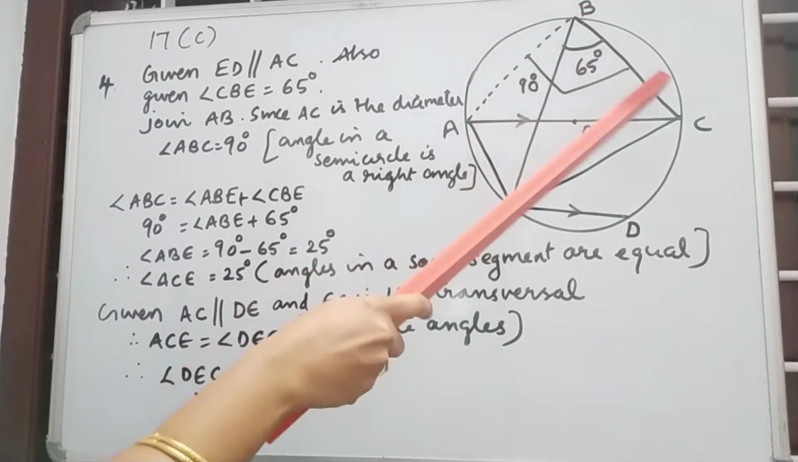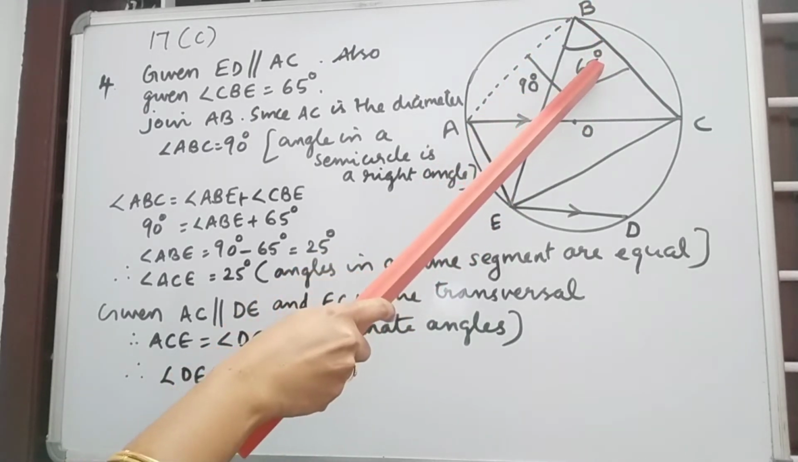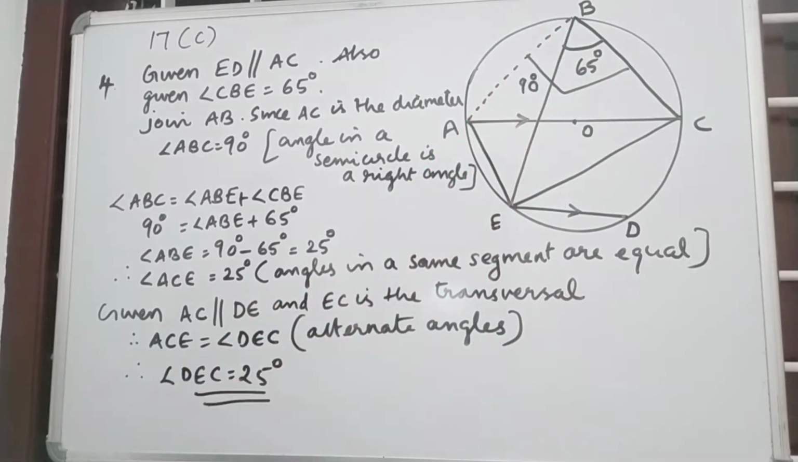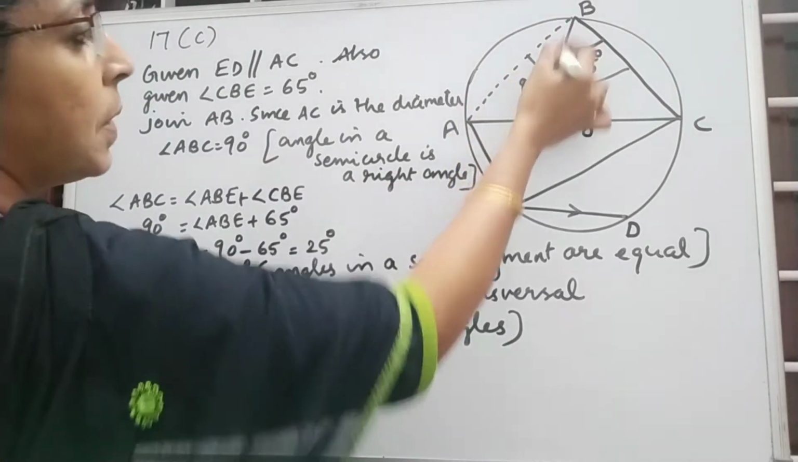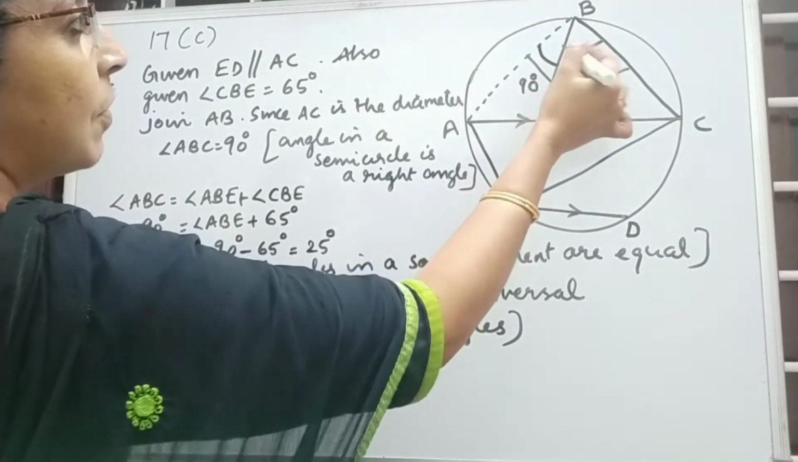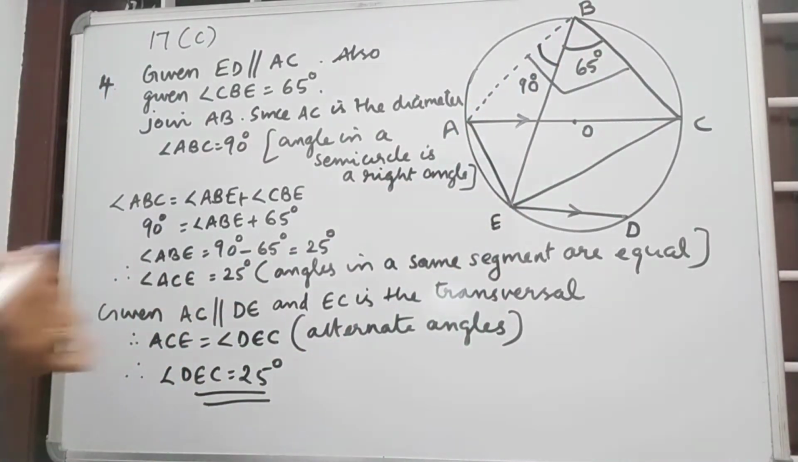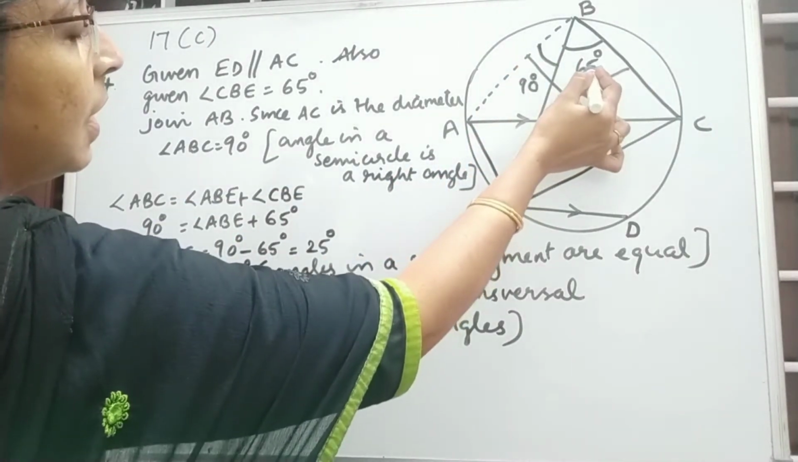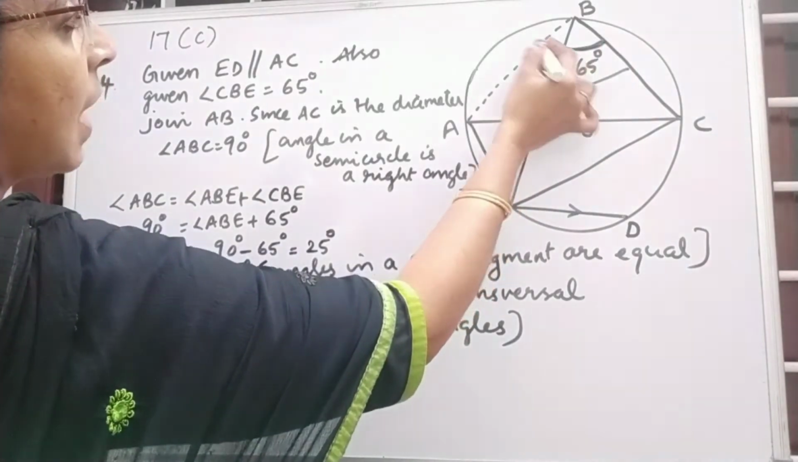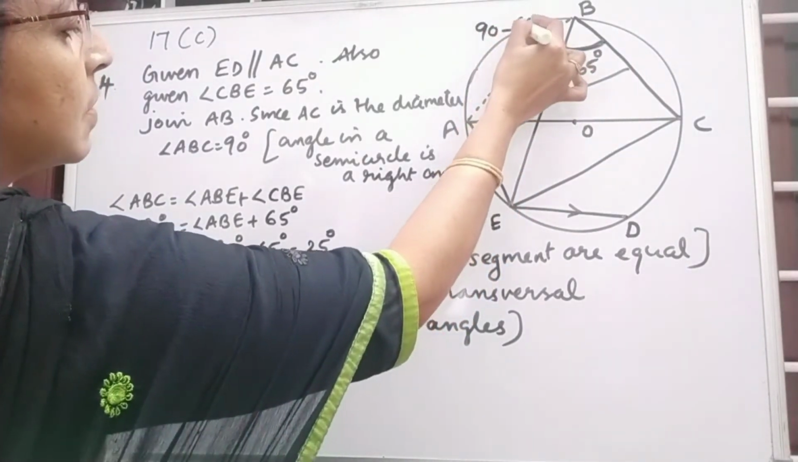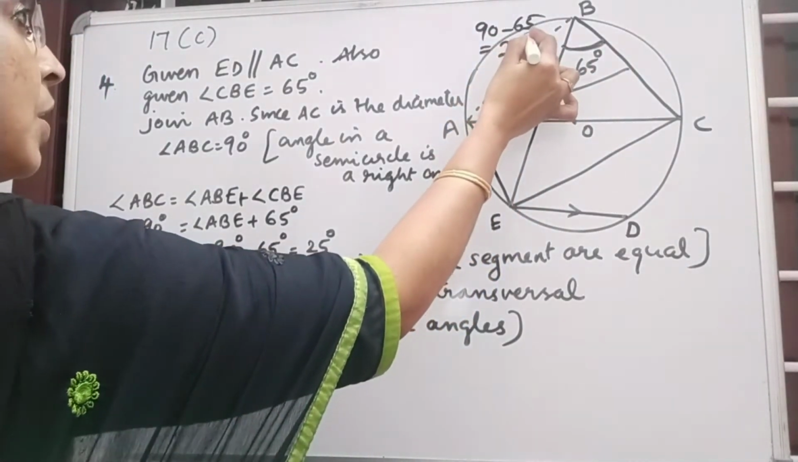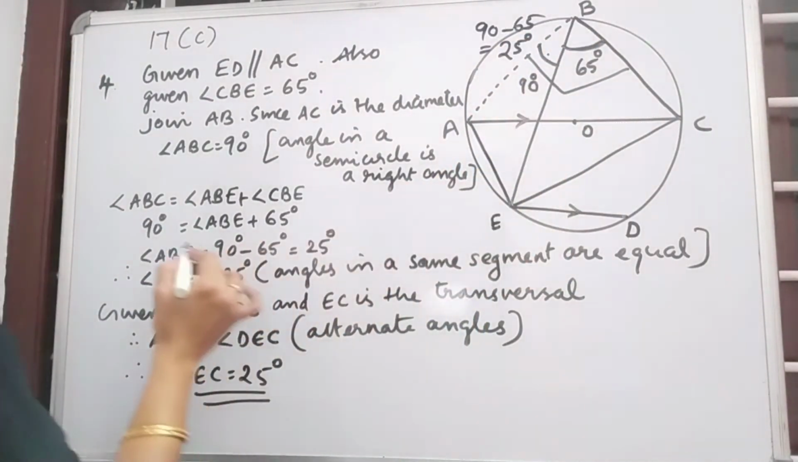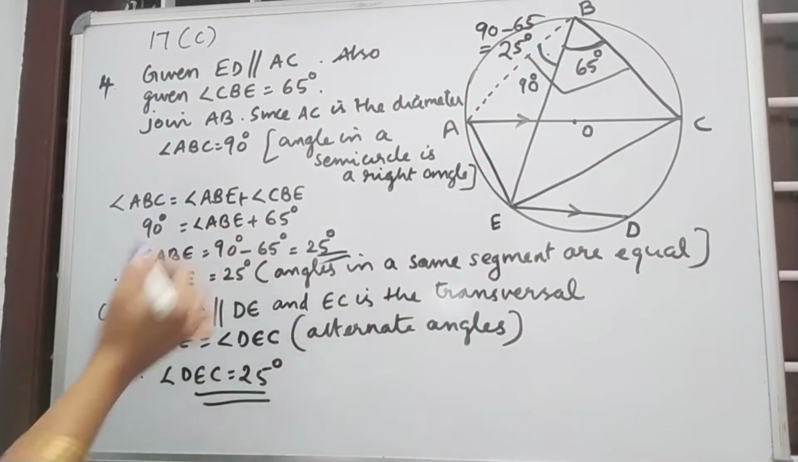Angle EBC is 65 degree. So what about this angle, that is ABE? First we can find ABE, after that we can find out ACE. Total is 90 degree. Up to this 65, so this angle will be 90 minus 65, which is equal to 25 degree. That is ABE will be 25 degree.